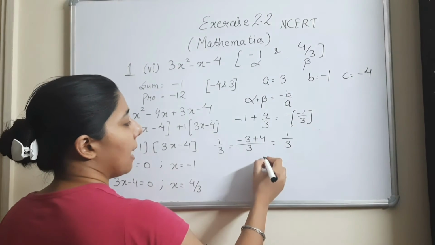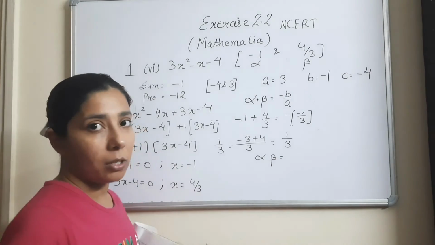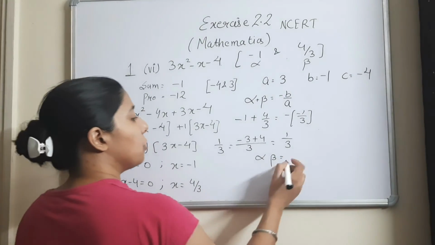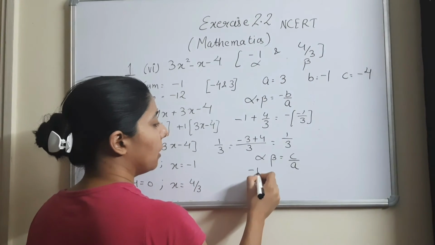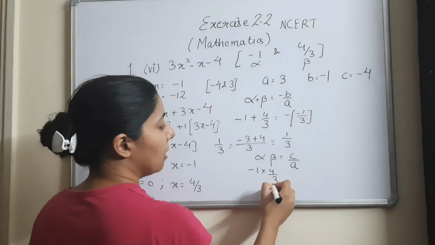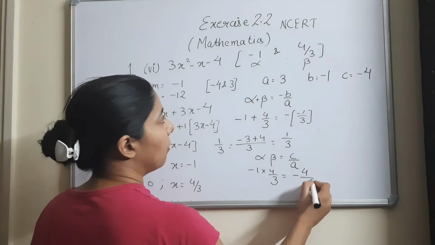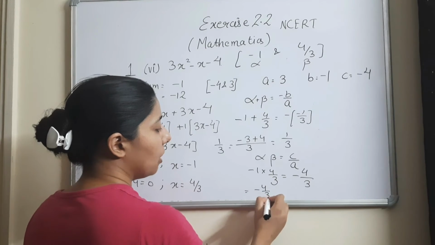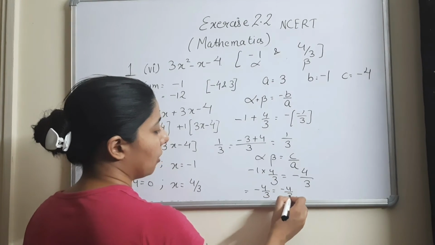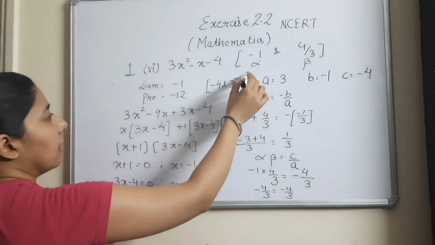So next is alpha into beta. The product of the zeros, alpha into beta, is equal to c by a, and alpha is minus 1 and beta is 4 by 3. What is c? C is minus 4. What is a? That is 3. On multiplying this we get minus 4 by 3 is equal to minus 4 by 3. Fine. So your result is verified here.